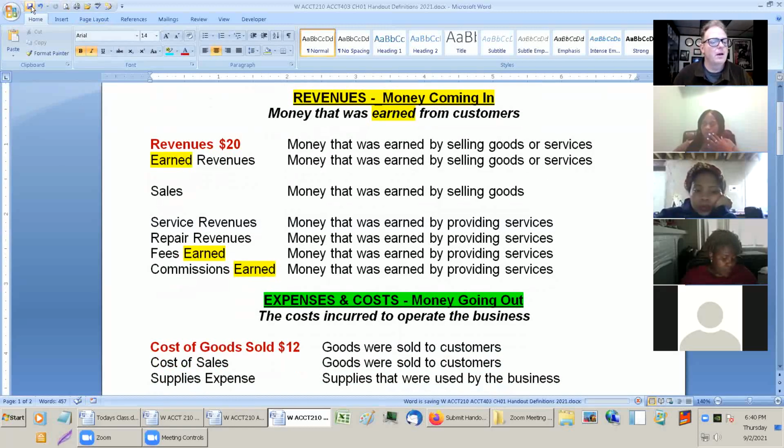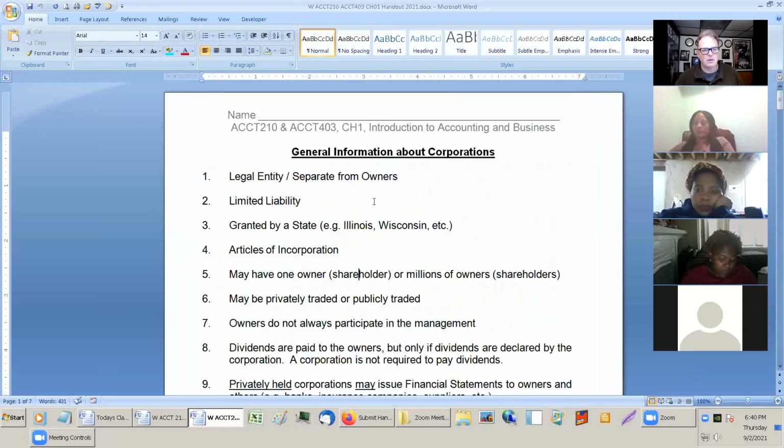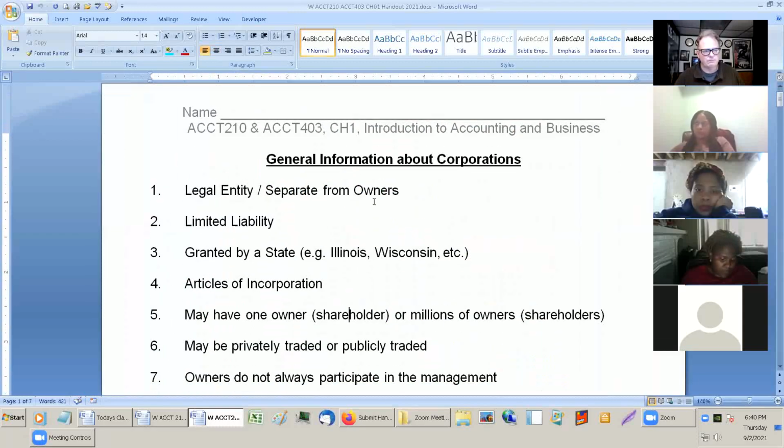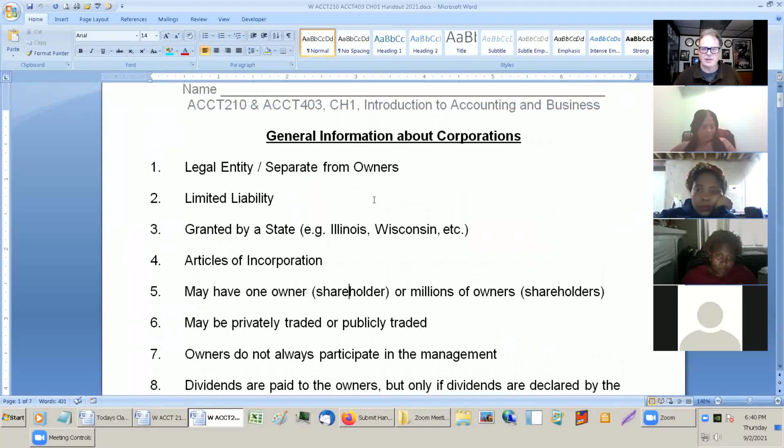But okay, so what I'm going to do is let's switch gears and go to the chapter 1 handout. I should just say chapter 1 handout, not definitions. And it should look like this.